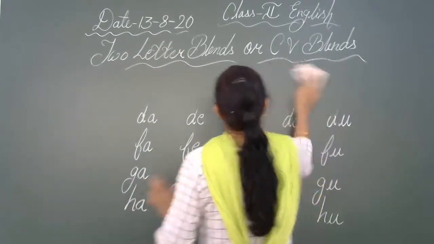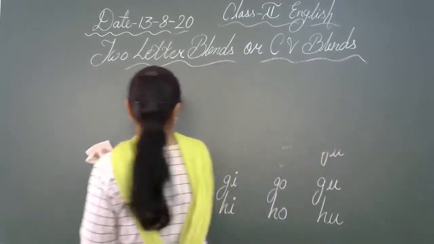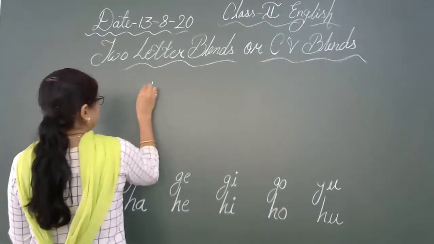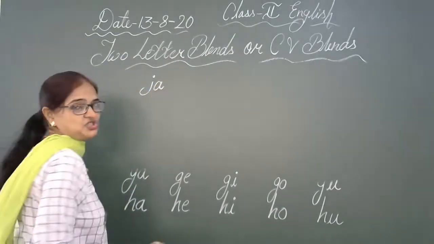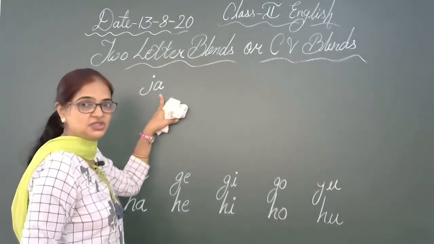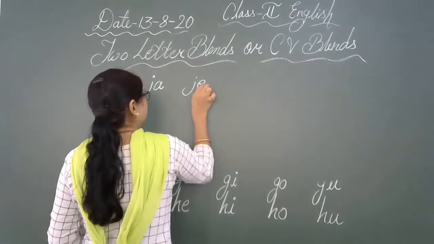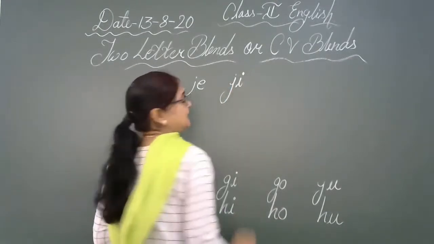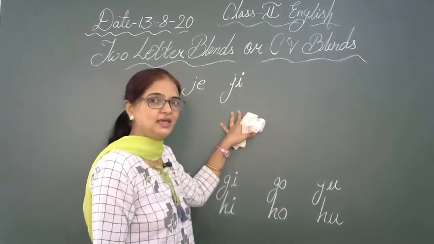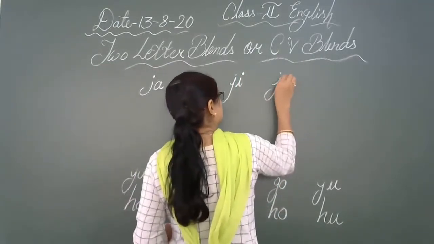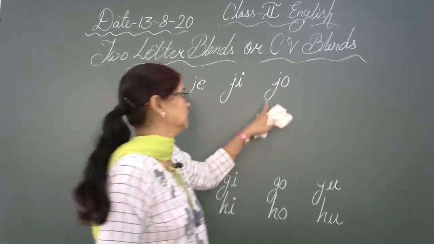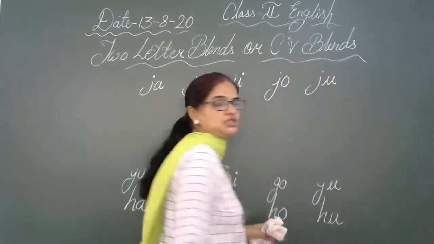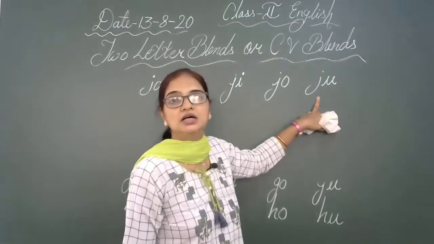Next consonant is J. J, A, J. Next is J, E, J. J, O, J. J, A, J.